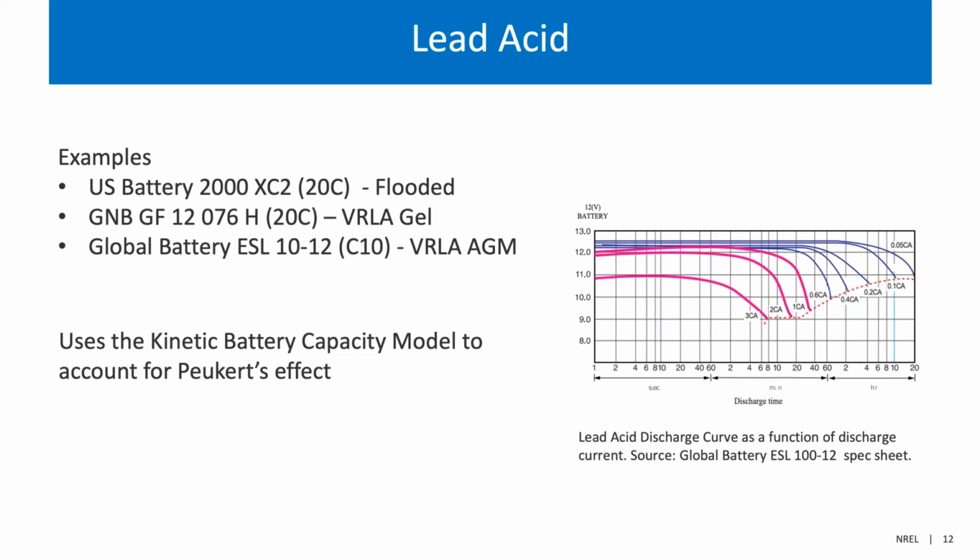Peukert's law describes how as the C rate increases, the proportion of discharge hours to the expected capacity decreases, for which SAM uses the kinetic battery capacity model.